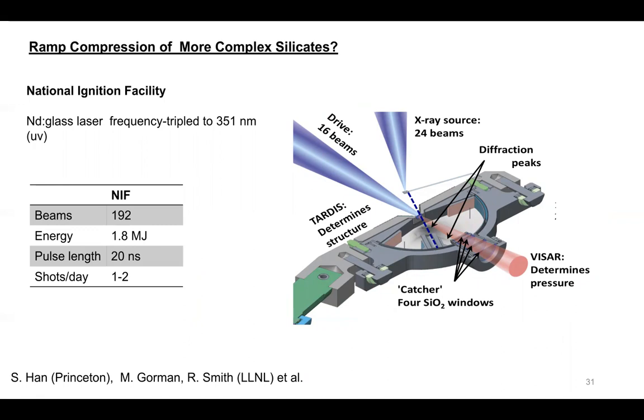So we have a project ongoing at the National Ignition Facility, which has similar X-ray diffraction capability as the Omega laser, but certainly NIF has some advantages. Significantly higher energy and longer pulse lengths give it a real advantage, I think, for diffraction experiments. But the limitation is you only get sort of 1 shot a day. So the shot rate is rather low, so it's not so easy to cover a wide range of pressure space.